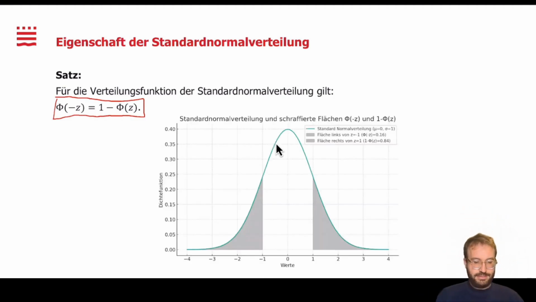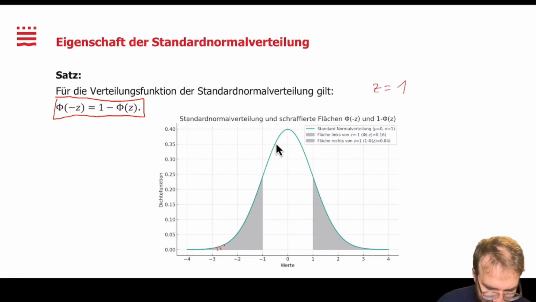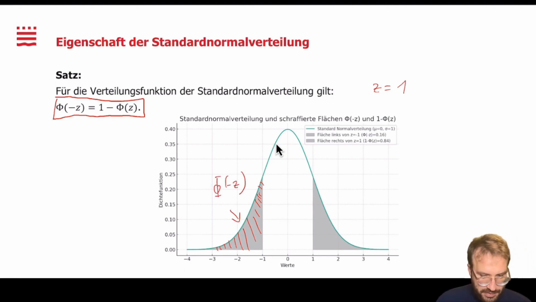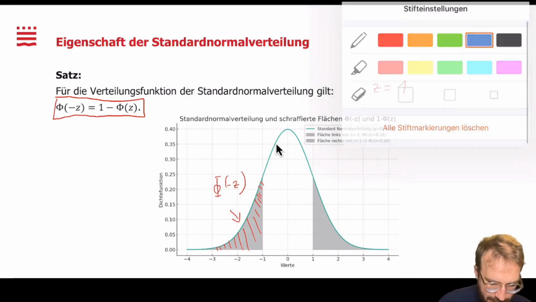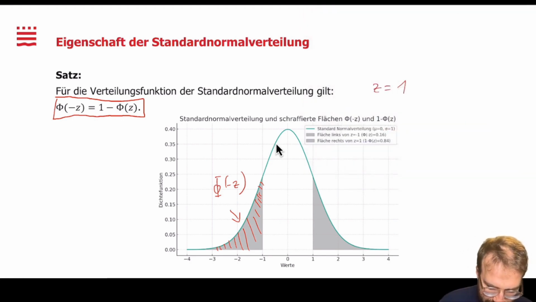So imagine phi of z. Let's take an example. Z is equal to 1. Then phi of minus z would be this thing here. And what we see is that this area here is phi of z. And now we can take a look at what phi of z is. Let's maybe do that with a blue one. So phi of z would be essentially this whole area up to here.